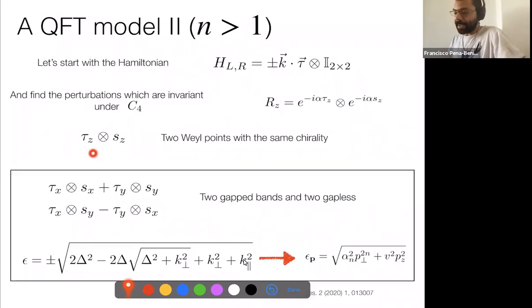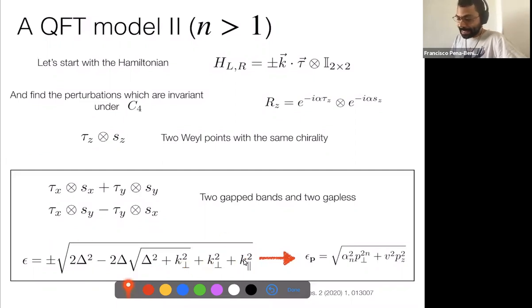But if I add this perturbation to the Hamiltonian and diagonalize it, what I obtain in the dispersion relation are two valleys with the same chirality. That's not what I want. Then I have two other possibilities, which are these combinations here. These combinations will give me two bands that will be gapped. I don't care about those ones. And the other two bands will touch at a point and will have this dispersion relation.